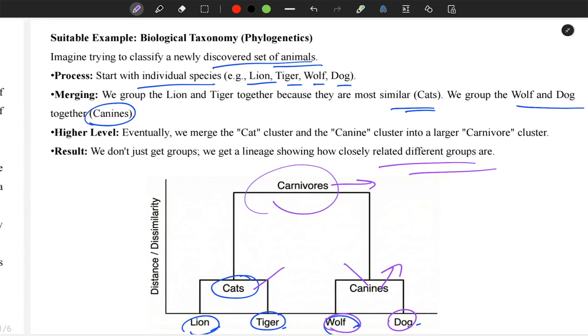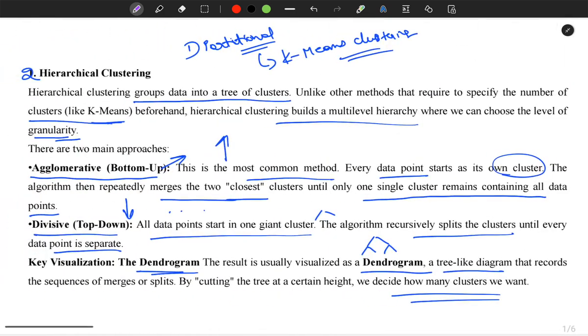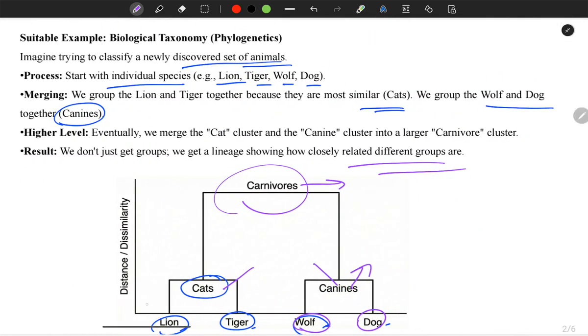So basically, if we just see here, we don't actually just get groups. Like in k-means clustering, where we form different clusters and different groups, in this case we get a lineage showing the family lineage. Carnivorous, maybe cats also belong to the carnivorous, canines also belong to the carnivorous, lion and tiger. We can see a lineage showing how closely related different groups are. That's one example that has been considered to show hierarchical clustering.